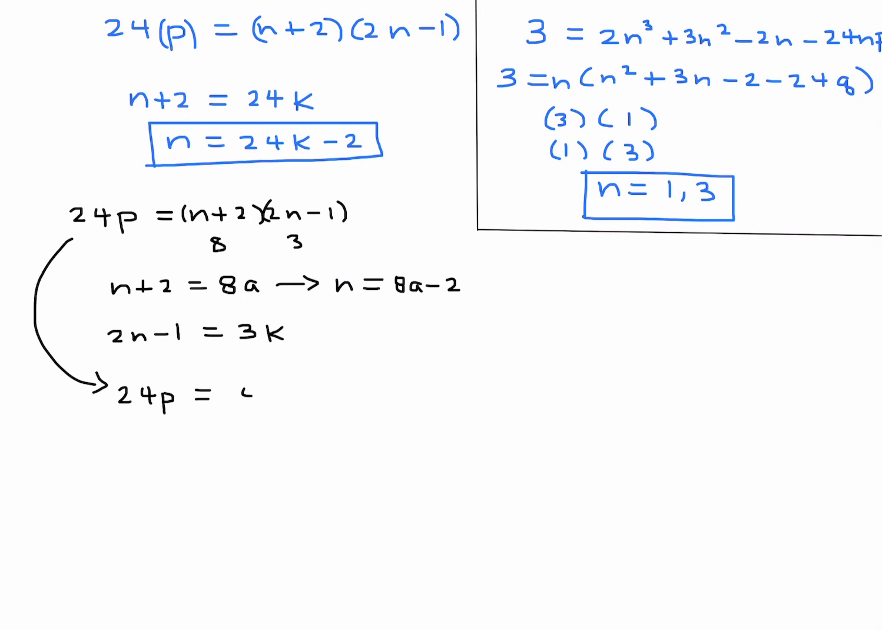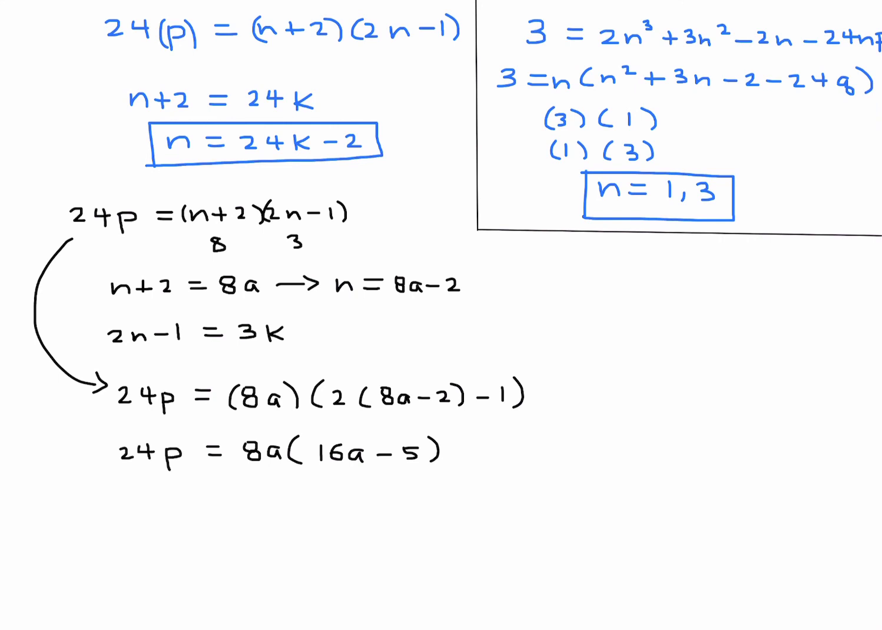So it's 8a here, right? Because I let that equal to n plus 2. And then 2n minus 1, instead of n, I'm going to put this, 8a minus 2. So I've got 8a minus 2 minus 1. And if you expand this, you get 8a, and you get 16a minus 5. And that is equal to 24p.